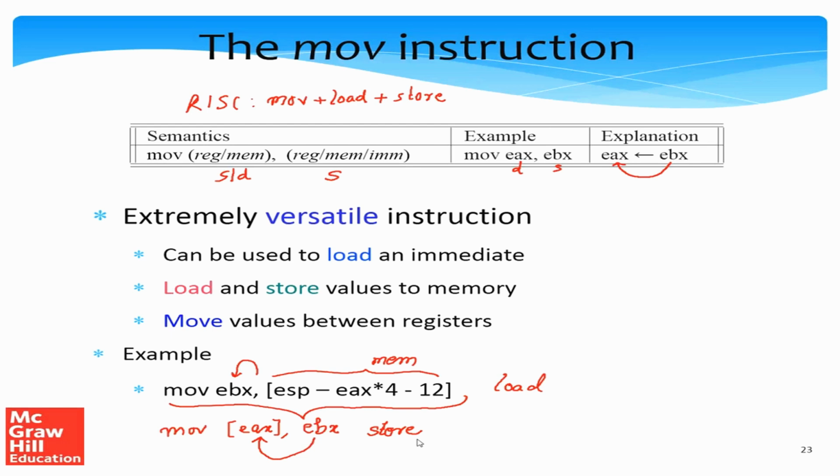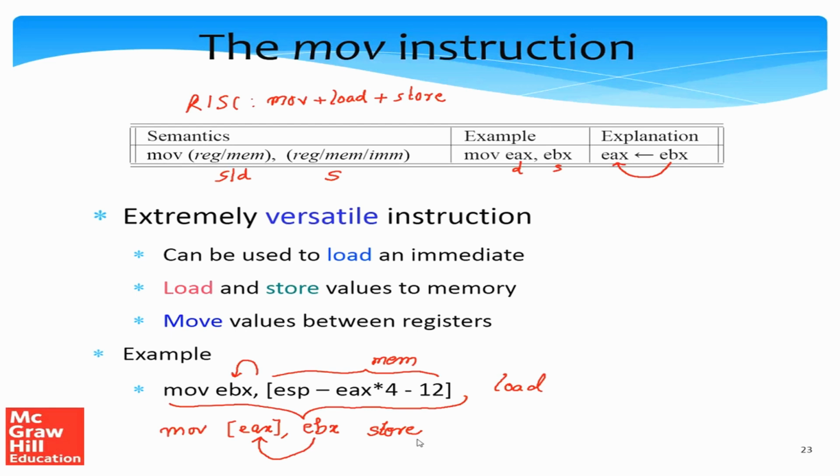So as you can see, we have pretty much combined the functionality of 3 RISC instructions: a normal register or constant move instruction, a load and a store instruction all into one, which makes this particular instruction very interesting because if we just know this, we'll be able to write a lot of assembly programs.